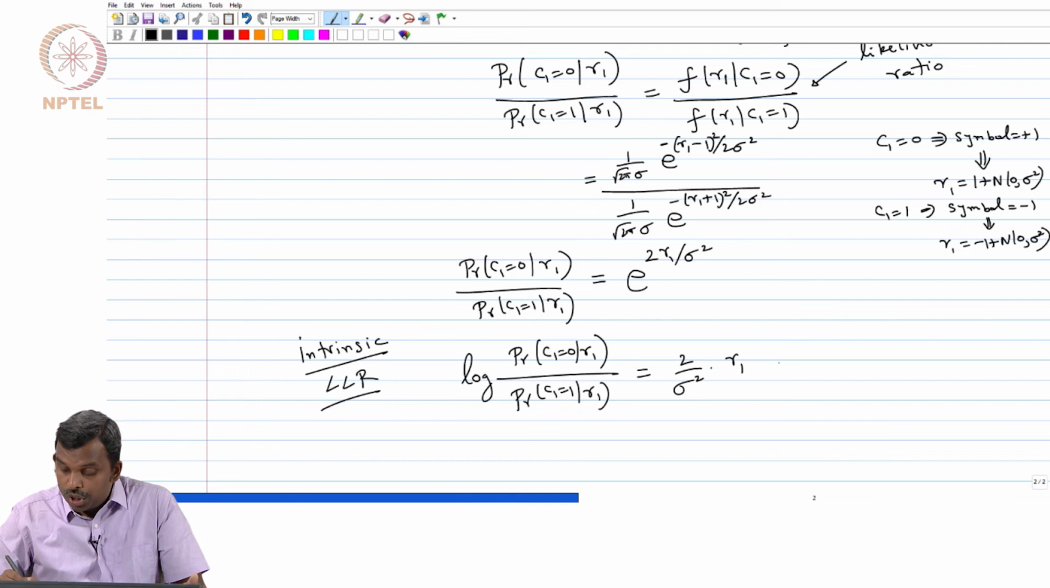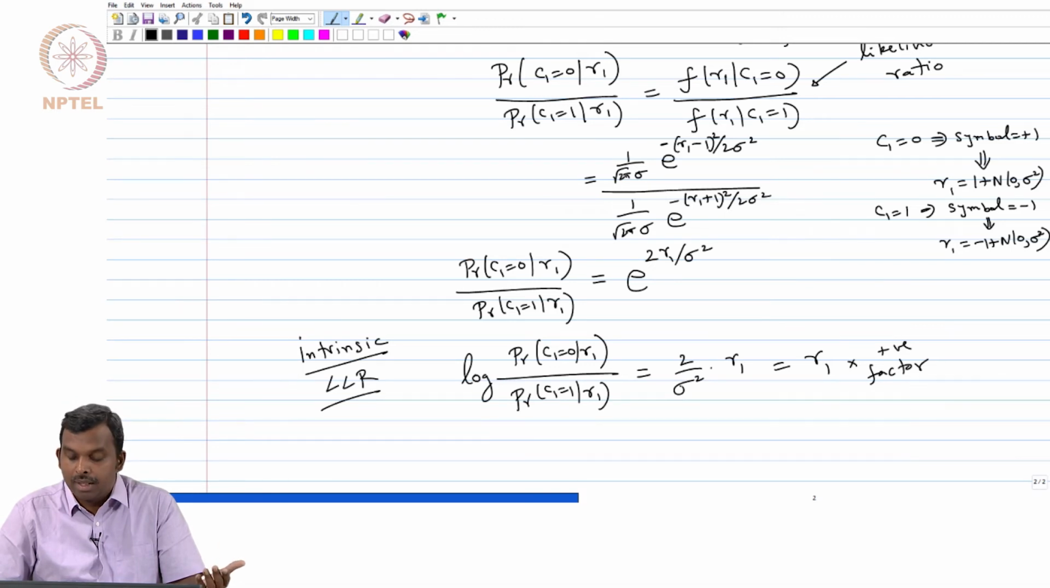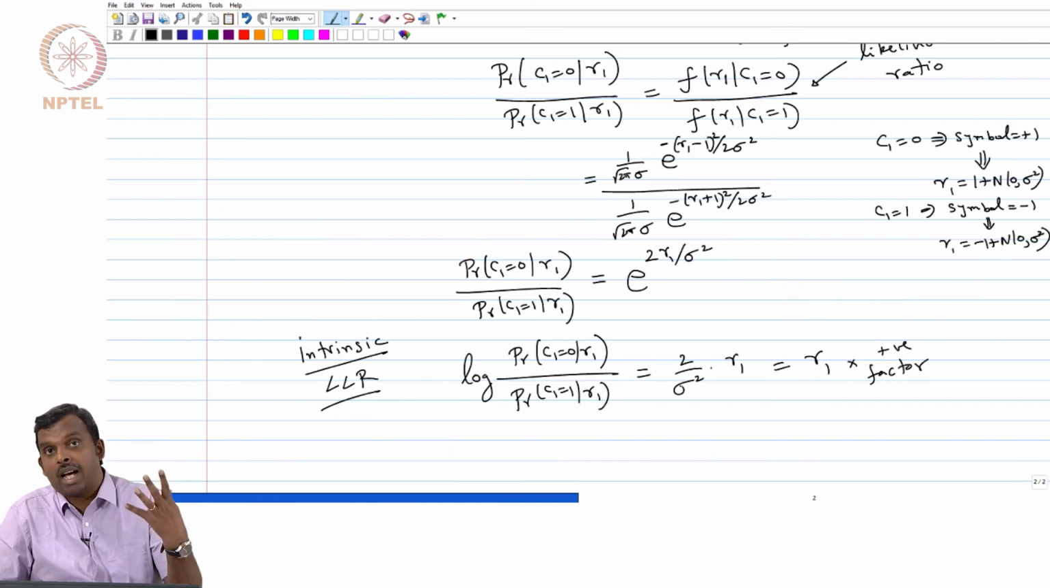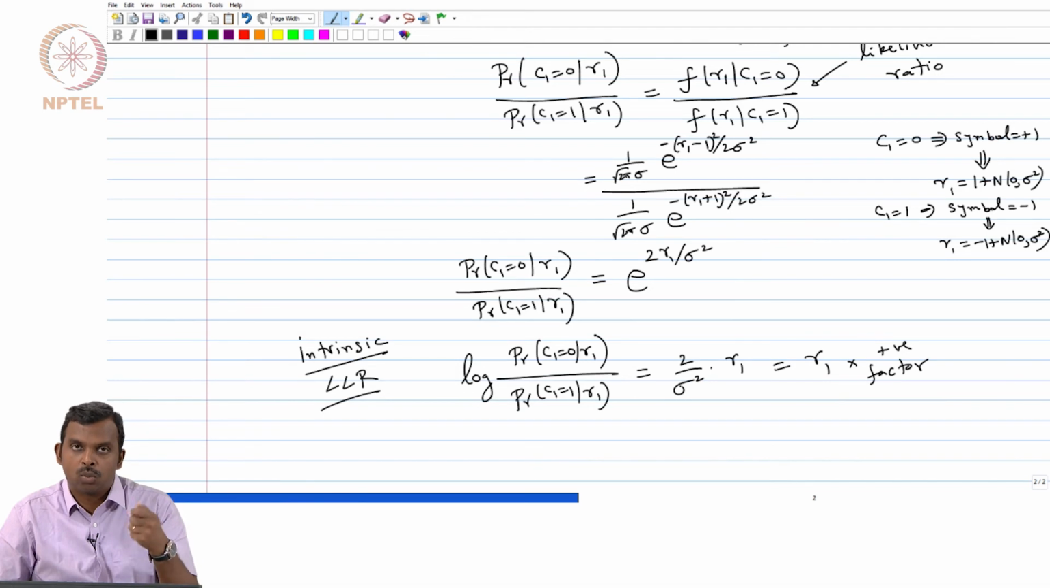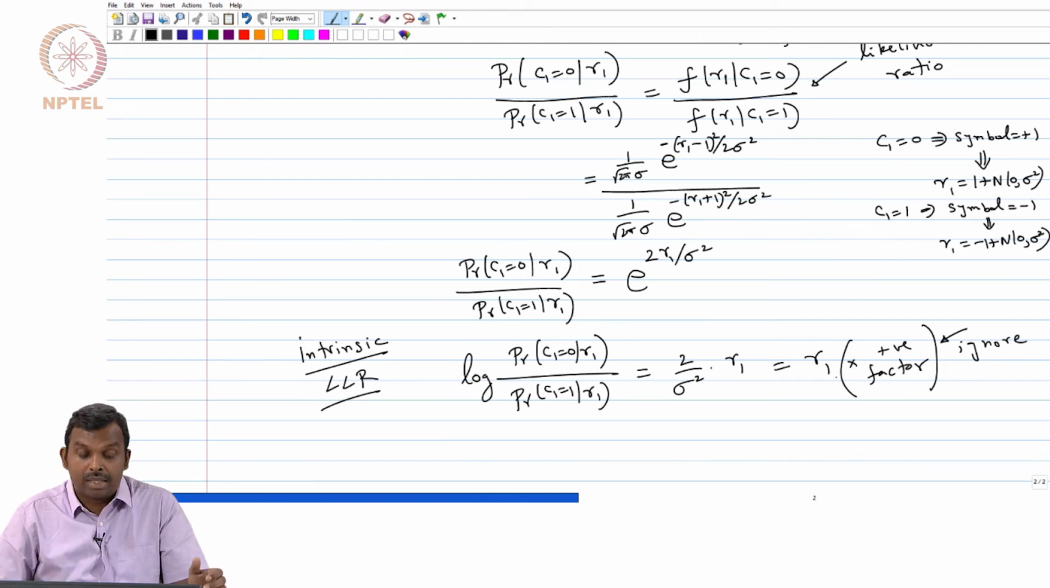You can see it's proportional to R1. This is R1 into a positive factor. R1 is the most critical component. 2 by sigma squared actually depends on the channel value. If sigma is the channel noise variance and it is small, 2 by sigma squared is going to become very large. So at high SNR, this factor will be very large. At low SNRs, when sigma has a value like 1 or 2, the factor is very small. But nevertheless, it's a positive factor, and in most cases we will usually ignore this factor. We will use just R1 to represent this LLR.